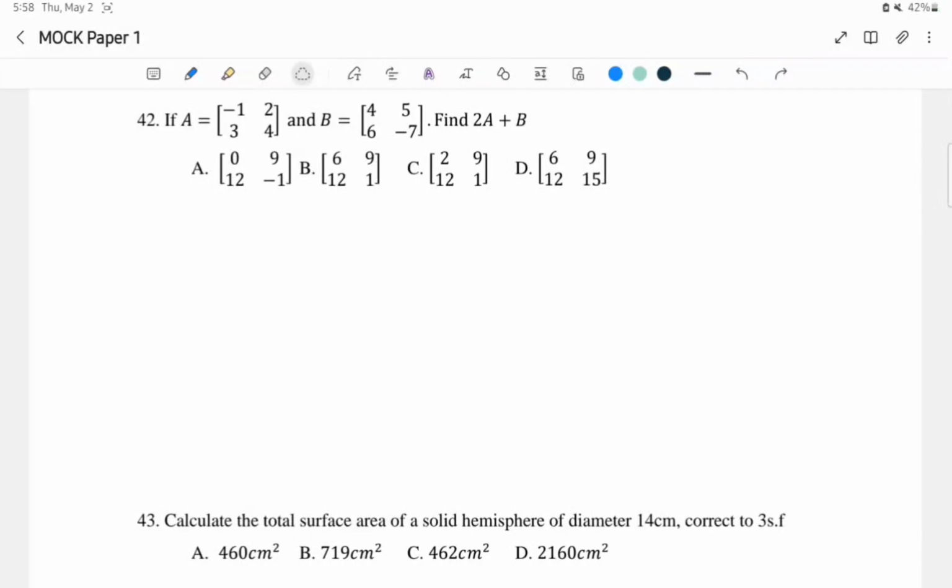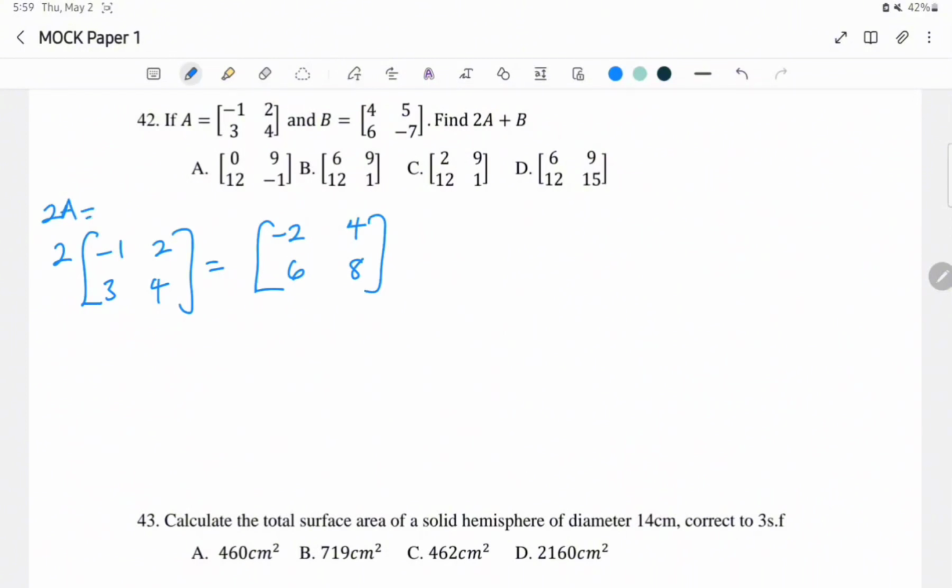We are given two matrices and we are asked to find 2a plus b. Well, 2a is simply going to be 2 multiplied by -1, 3, 2, 4. You are going to multiply 2 by each cell in the matrix. So 2 multiplied by -1 is -2. 2 multiplied by 3 is 6. 2 multiplied by 2 is 4. 2 multiplied by 4 is 8. So this is the solution to 2a.